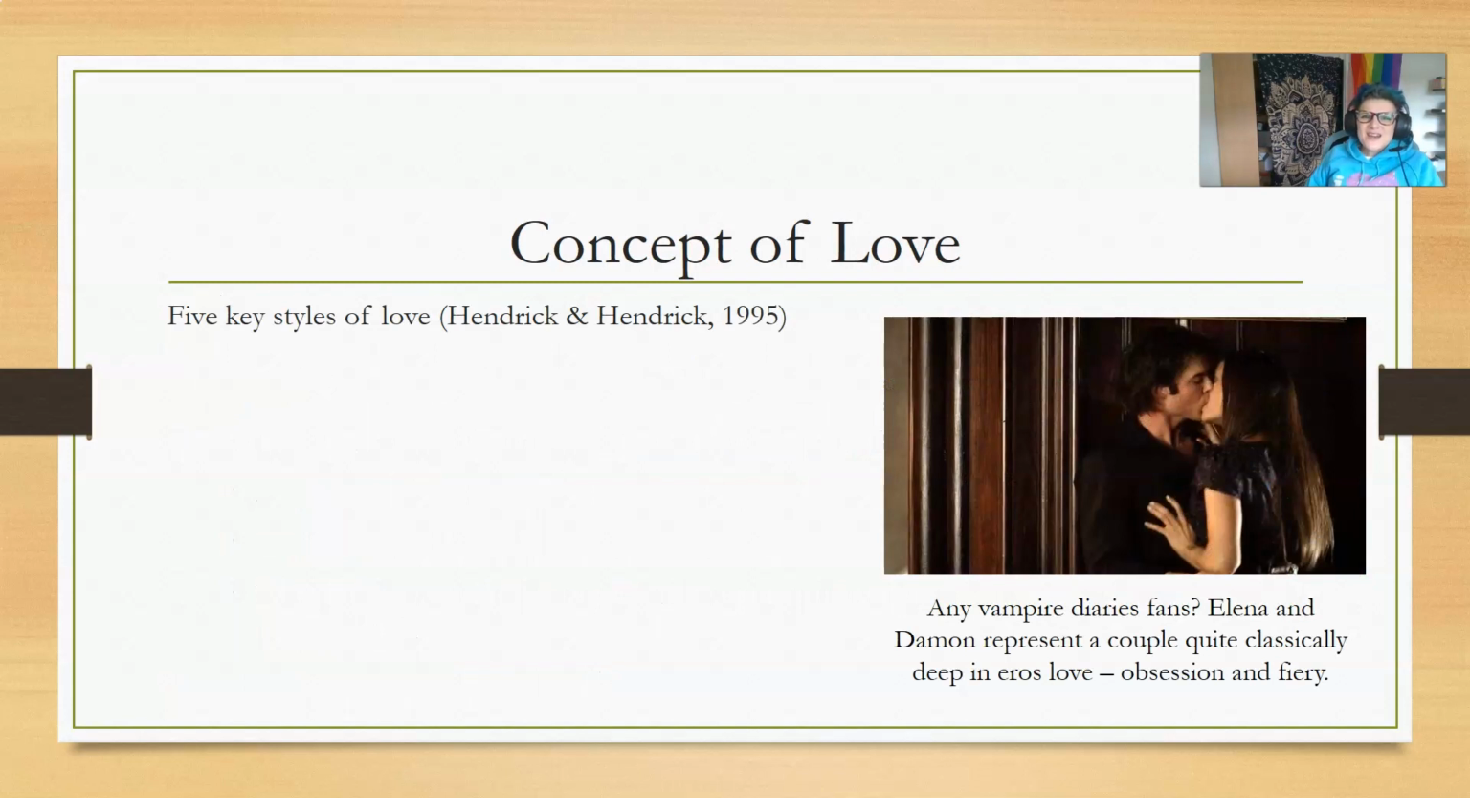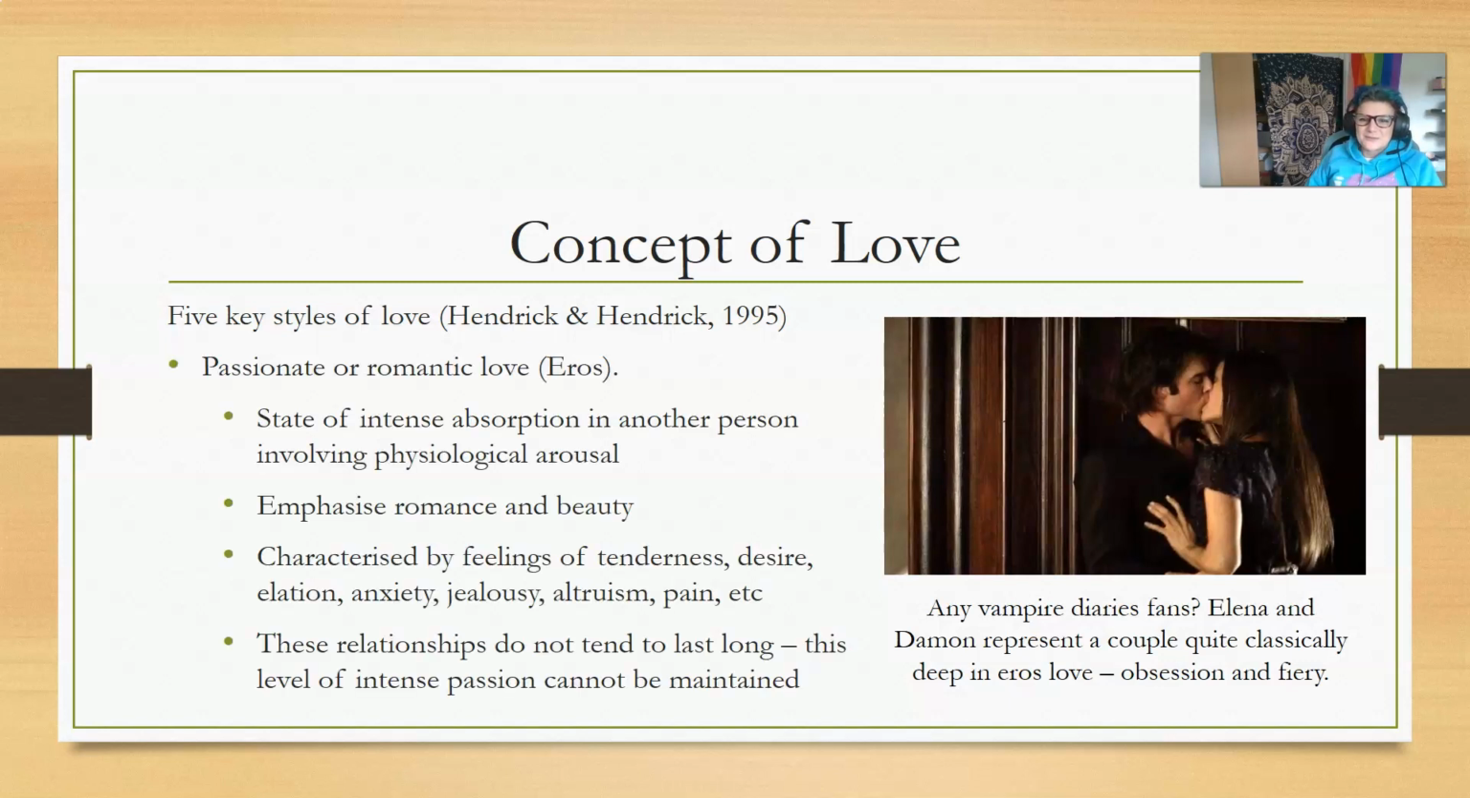So, Hendrick and Hendrick identified 5 key styles of love. First, we have passionate or romantic love. Now this is eros. This is a state of intense absorption in another person involving physiological arousal. They emphasize romance and beauty, and it's characterized by feelings of tenderness, desire, elation, anxiety, jealousy, altruism, and pain. It's a type of deep infatuation and the kind of love that a lot of people fall into straight away.